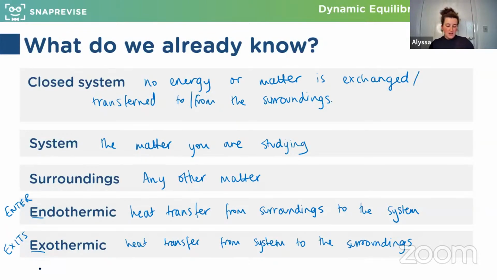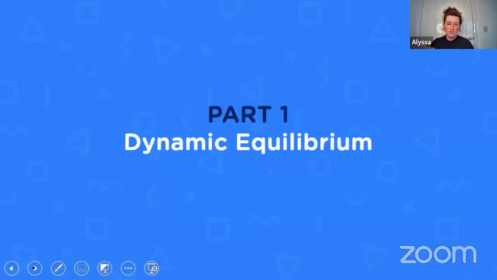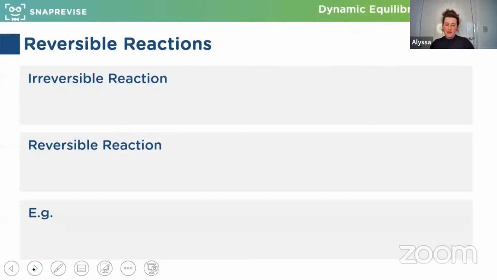Fabulous. Okay. Let's look at why have we worked all this? Why have we checked we know this? Let's have a look. What is dynamic equilibrium? So, an irreversible reaction. This is what we normally talk about when we discuss chemical reactions at Key Stage 3, a little bit more at GCSE, although we start to think about reversible reactions at GCSE. So an irreversible reaction is what? And how does it differ from a reversible reaction?